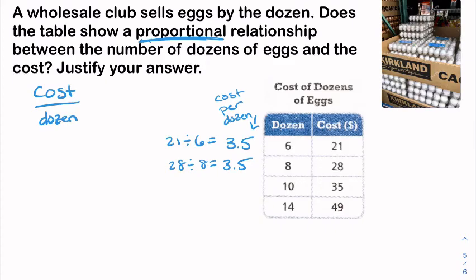Let's take the third entry. $35 divided by 10 dozen. That also gives us 3.5. So $3.50 per dozen. And now let's look at the last one. $49 divided by 14 dozen. That gives us 3.5 as well. That's $3.50 per dozen. So since they are all equivalent, let's write yes. The relationship is proportional.